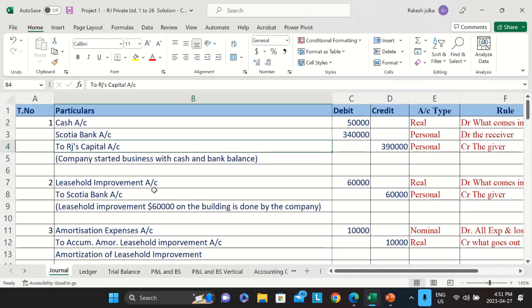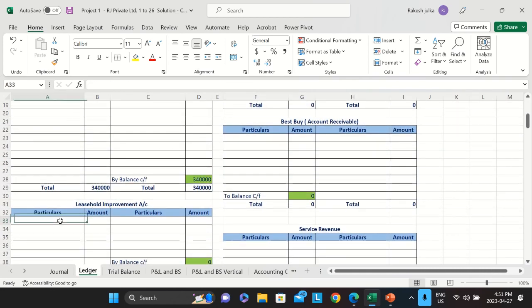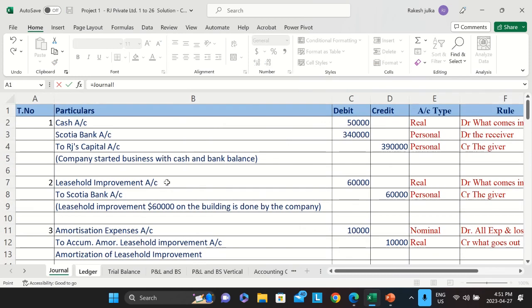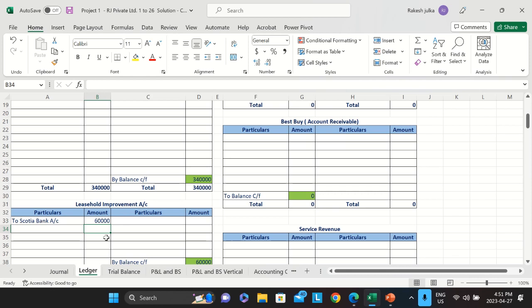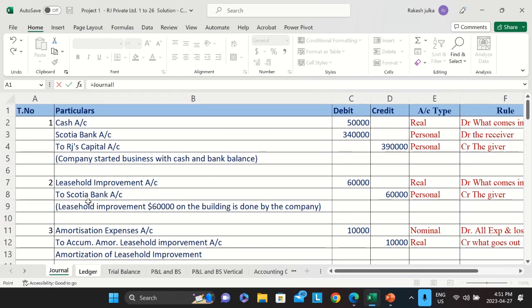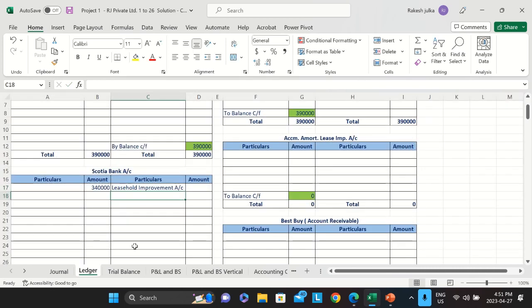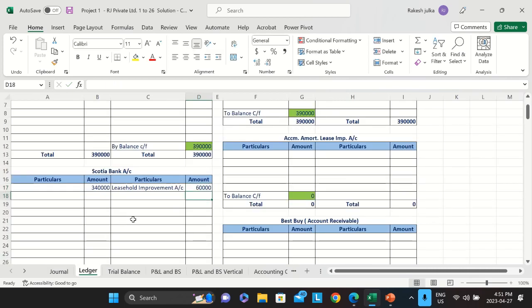Now the next transaction is leasehold improvement to Scotiabank. I'm going to put the equal to sign here and write Scotiabank here. Yeah, this is coming, and also equal to, and here I'm going to write 60,000. I'm not writing anything; this is also coming from the journal. So leasehold to Scotiabank. In Scotiabank, we will write by leasehold improvement, and I'm going to write here the $60,000. So this is already done now.